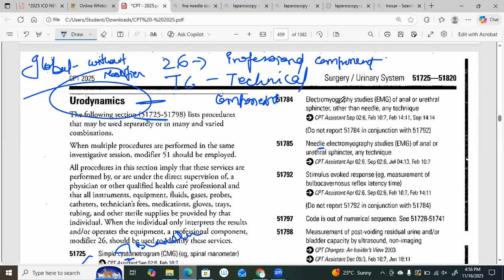Then we have 51798, measurement of post voiding residual urine or bladder capacity by ultrasound. So with 51798, this is a bladder scan ultrasound. Bladder scan ultrasound is used to assess post void urinary bladder retention, if there is any. Post void means after emptying the bladder, it will see if there is any retained fluid in the bladder. So it will represent whether there is any post void residual fluid or not.